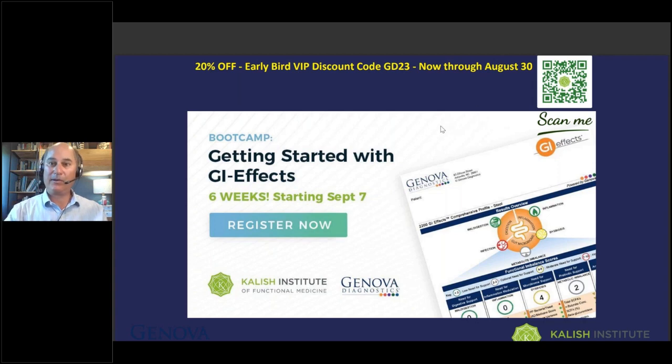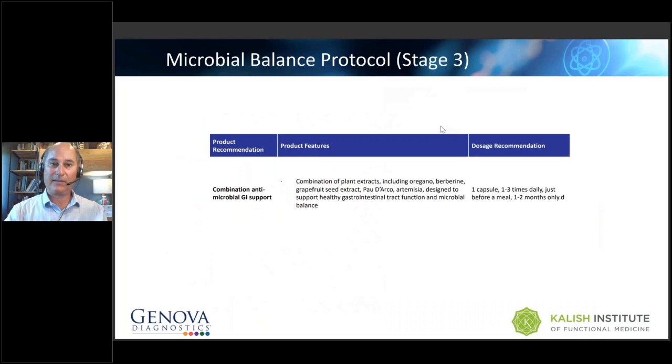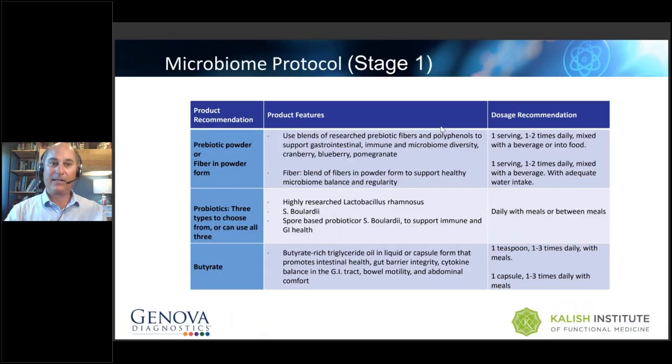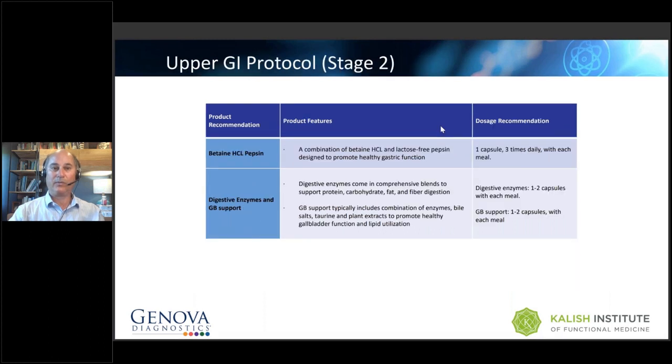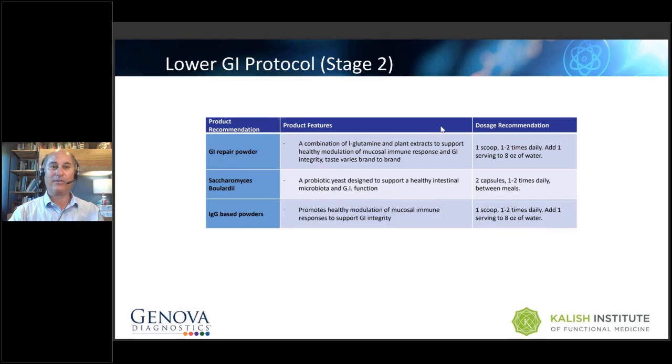Oh, and then here, let me show you some of the products. So you can take snapshots of these. This is for stage 1: prebiotics, probiotics, butyrate, and so on. Stage 2 for the organs, snapshot. I can hear your cameras clicking away. And then here's for the gut repair powders, right?